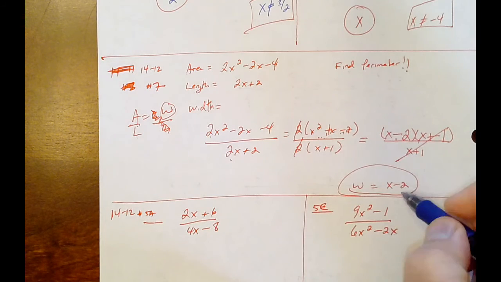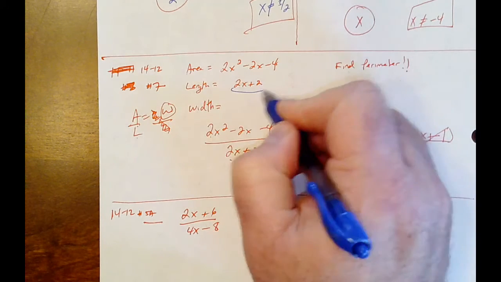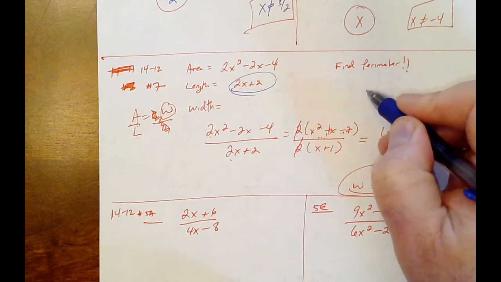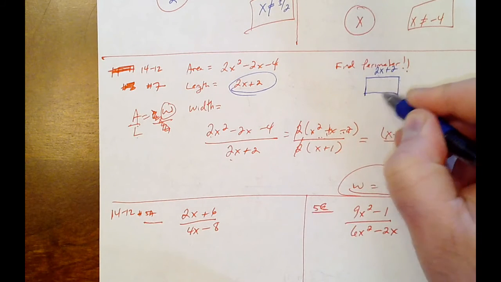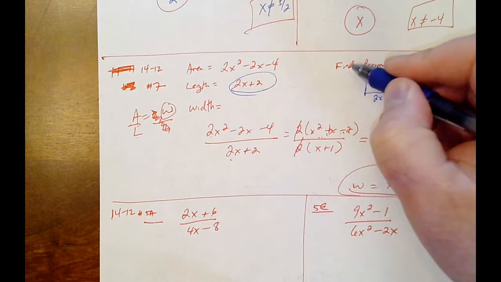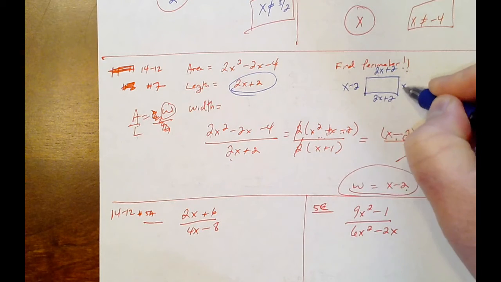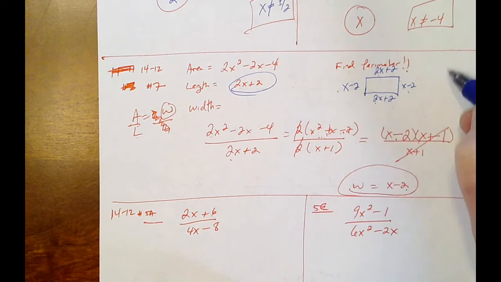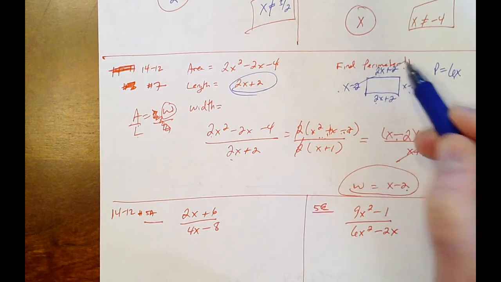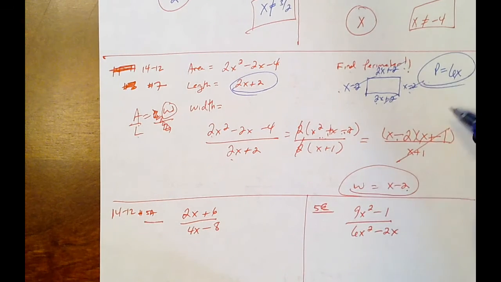So you have a width of x minus 2. You've got a length of 2x plus 2. They're actually asking the perimeter though. So there's your shape. Each length is 2x plus 2. The widths are x minus 2 and x minus 2 respectively. 2x, 4x, 5x, 6x. Minus 2 minus 2 is 0. The perimeter is just 6x.